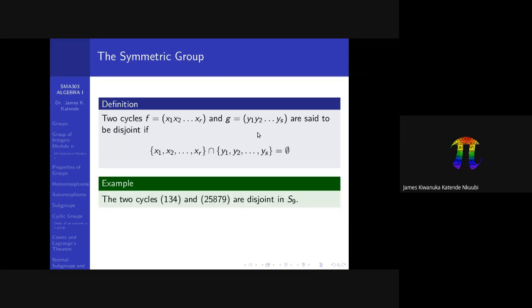So let's look at an example. Let's consider these 2 cycles. This one sends 1 to 3, 3 to 4, and 4 back to 1. We have a second cycle sending 2 to 5, 5 to 8, 8 to 7, 7 to 9, and 9 back to 2. We can think of these as cycles in S9. This second one is a cycle of length 5, and the first one is a cycle of length 3, and they don't have anything in common. If you take the set consisting of the numbers 1, 3, and 4, and the set consisting of the numbers 2, 5, 8, 7, and 9, those 2 sets have nothing in common. The intersection is empty. So these are an example of disjoint cycles in S9.